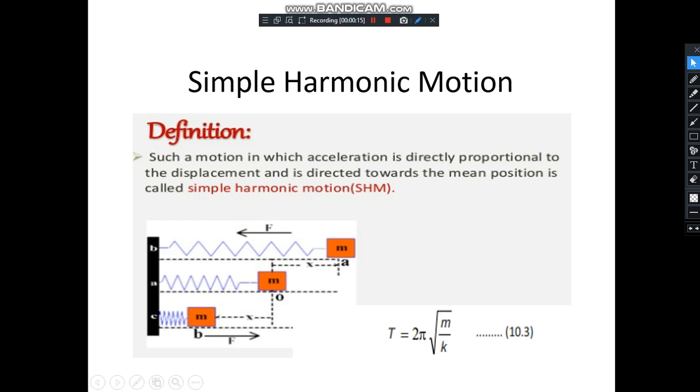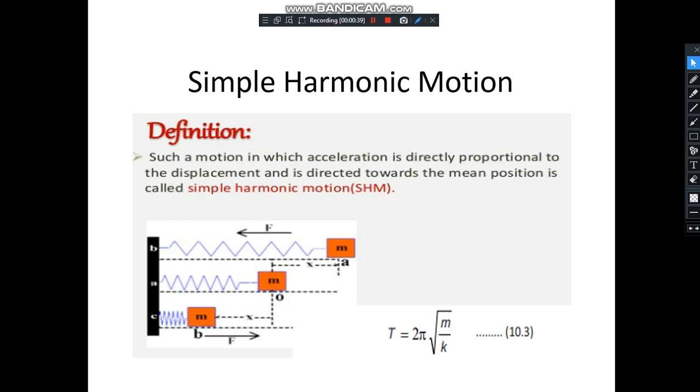Students, simple harmonic motion. Simple harmonic motion is the motion of a body when that body repeats its motion about a fixed point. Another definition of simple harmonic motion is the to and fro motion of an object about a fixed point.